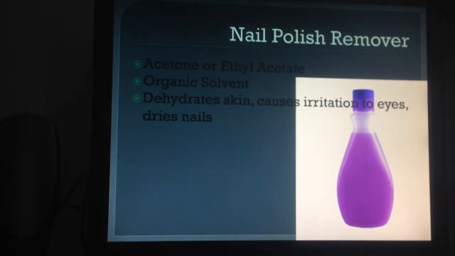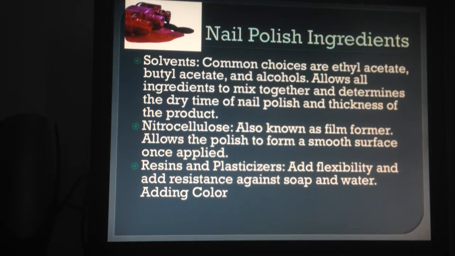Nail polish remover's active ingredient is acetone or ethyl acetate. It is an organic solvent and it dehydrates the skin, causes irritation to the eyes, and also dries out nails. To understand how nail polish remover works, we need to first know what nail polish is made of.